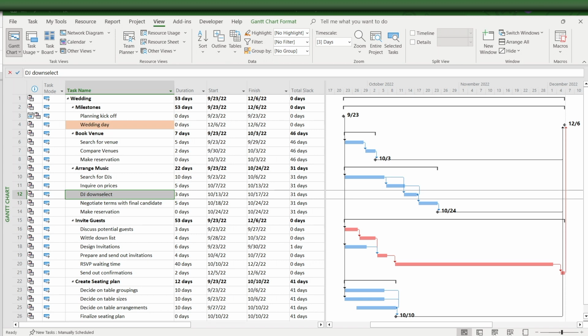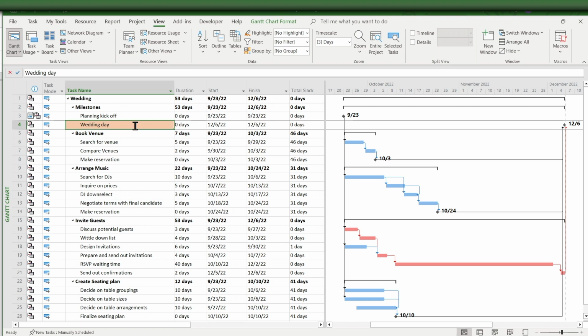So looking at this, what is the critical path? You can see I've got my wedding day completion milestone colored in red at the top. So this is what all of these tasks are building towards. This is our objective. This is our milestone.